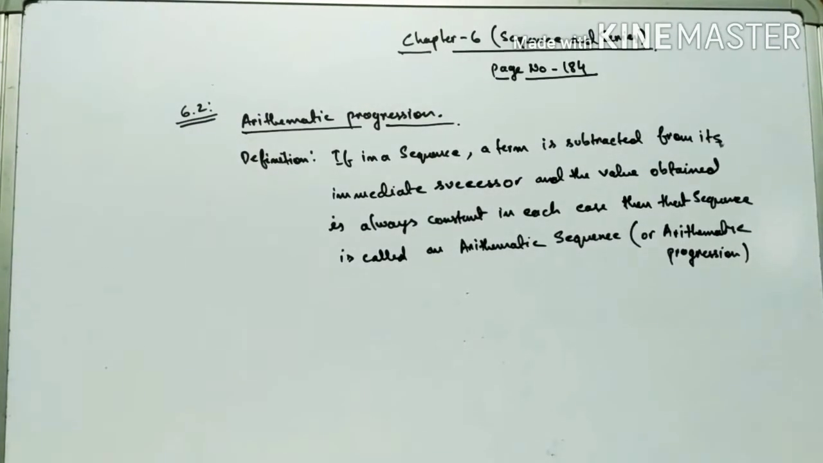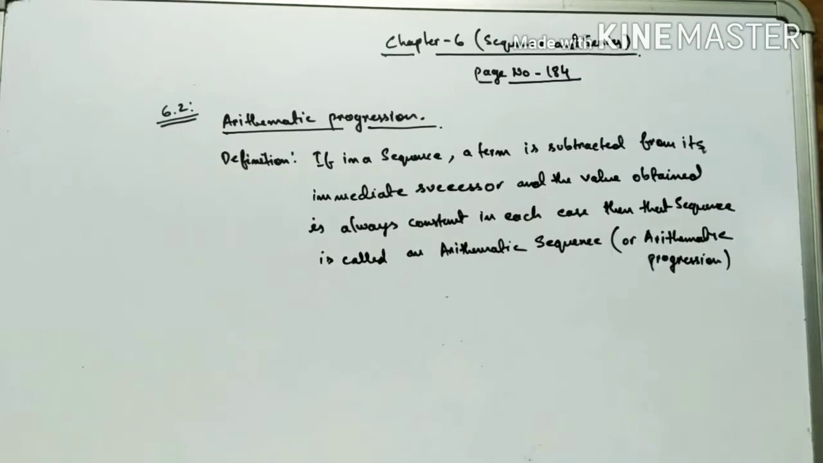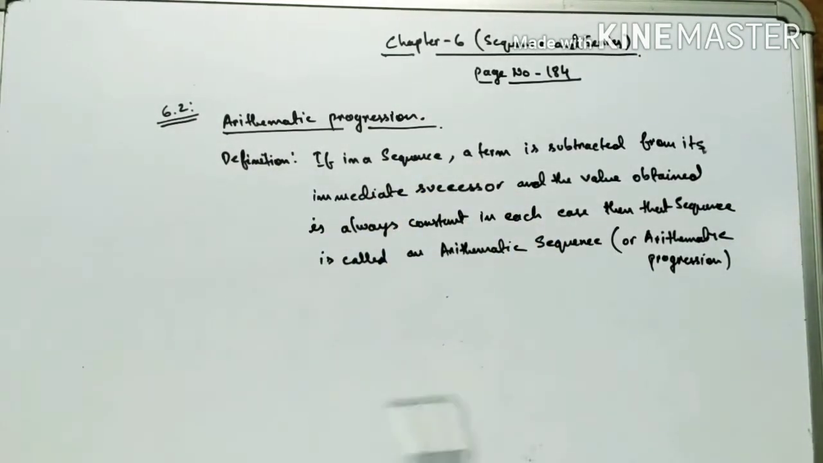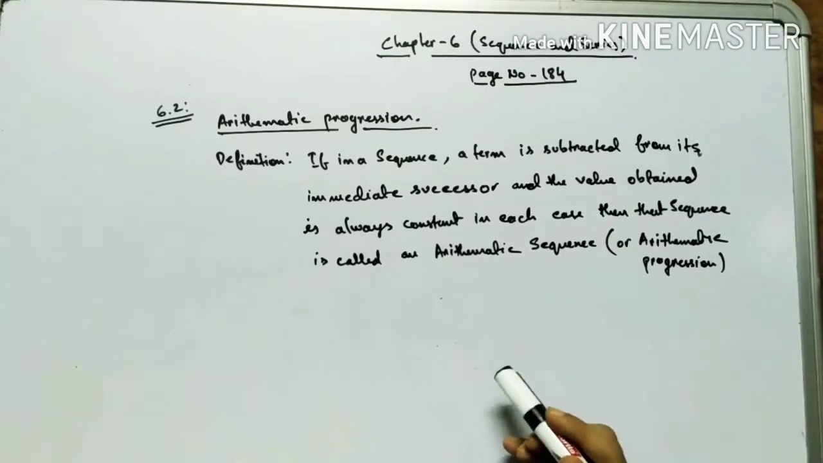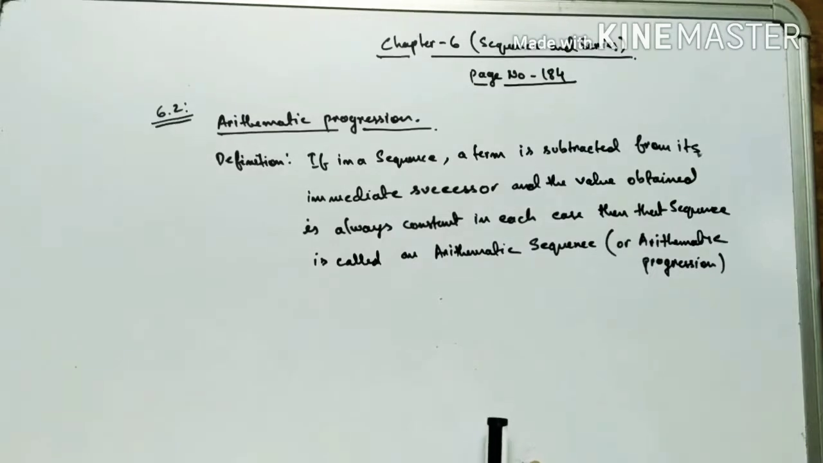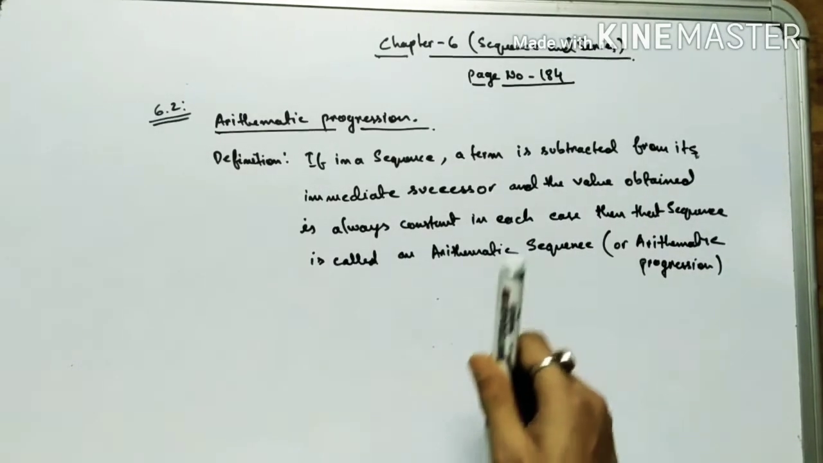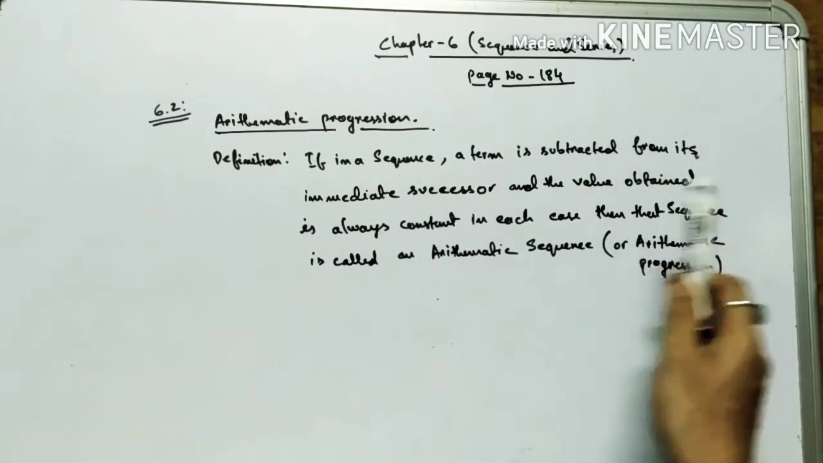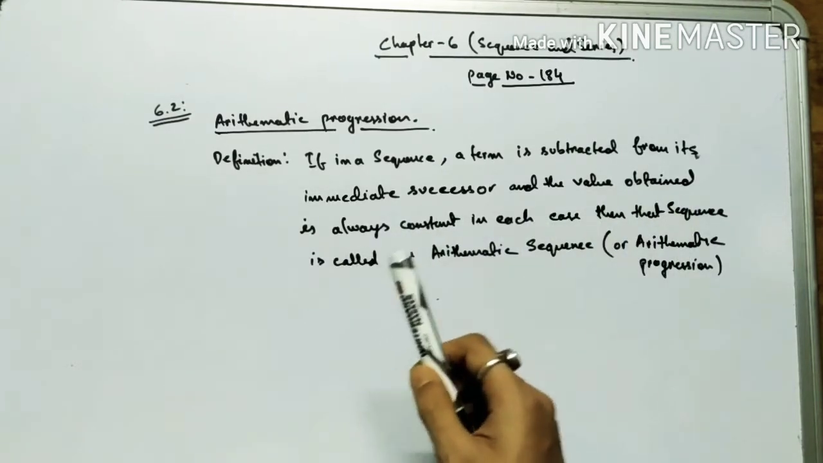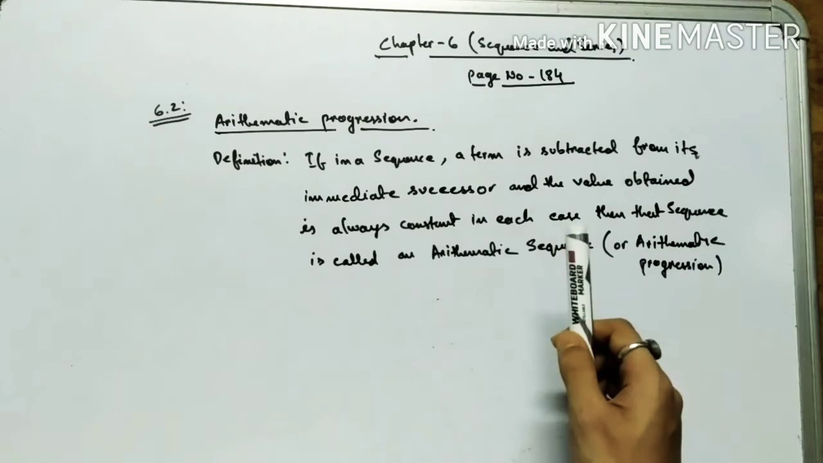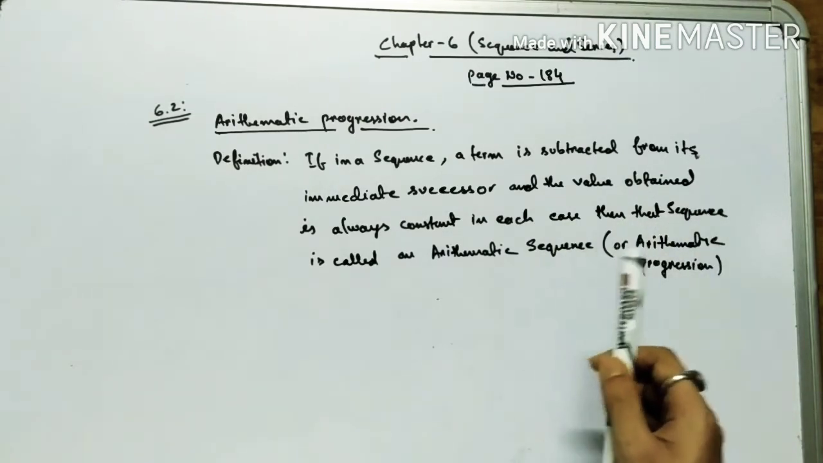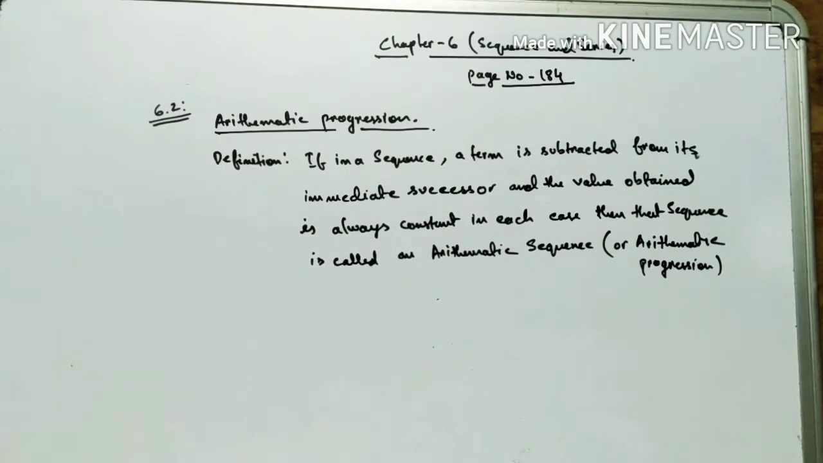So in this topic, we will learn about arithmetic progression. Now, what is an arithmetic progression? According to the definition, if in a sequence a term is subtracted from its immediate successor and the value obtained is always constant in each case, then the sequence is called an arithmetic sequence or arithmetic progression.